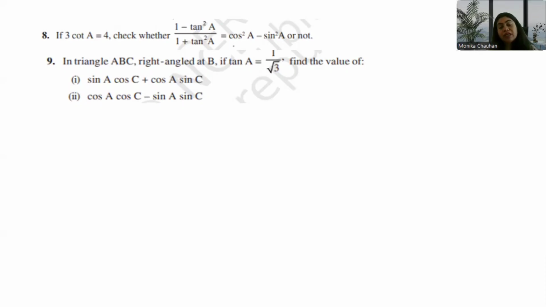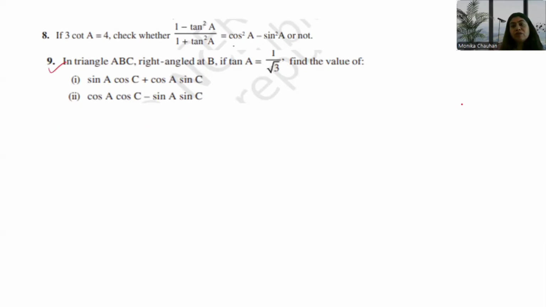You have to calculate tan A. In cot A, it becomes 4 upon 3 and one of the sides is not given, that's probably the hypotenuse. You calculate that, then go with the tan A, and then separately you have to calculate the right side as well, cos and sine, and see if both the values are the same or not. Okay, now we will begin with question number 9, this one. So let's begin with this.